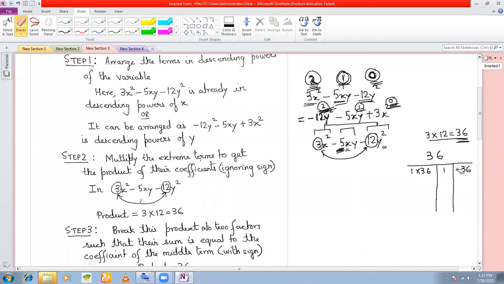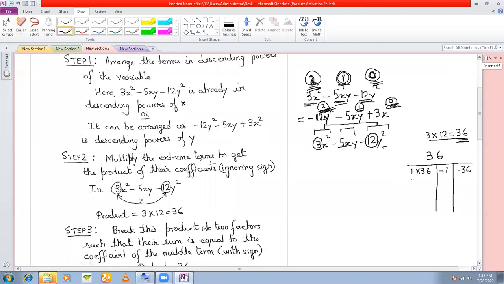If I take these two as plus 1 and plus 36, is it giving me minus 5? No, because plus 1 and plus 36 is plus 37. Still, it is not giving me minus 5. And now if I take this as minus 1 and minus 36, will it give me minus 5? No, it's still not giving minus 5, because it is giving me minus 37. So any combination that you take is not giving you minus 5.